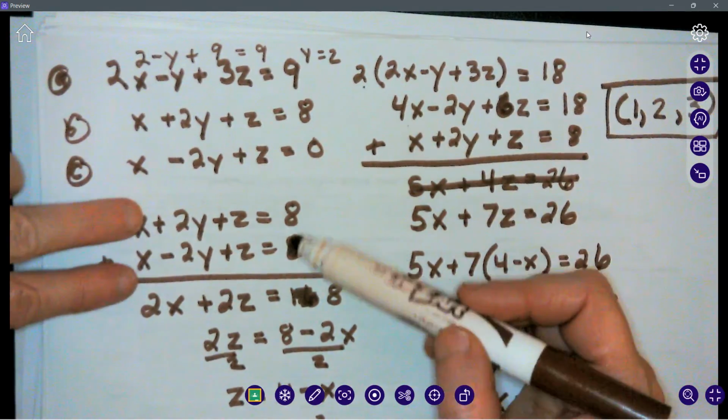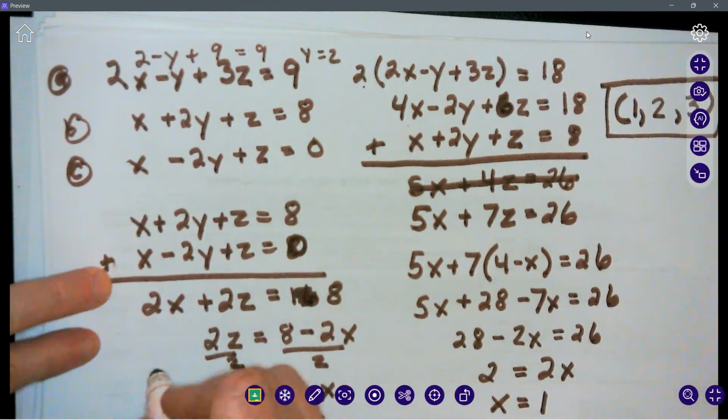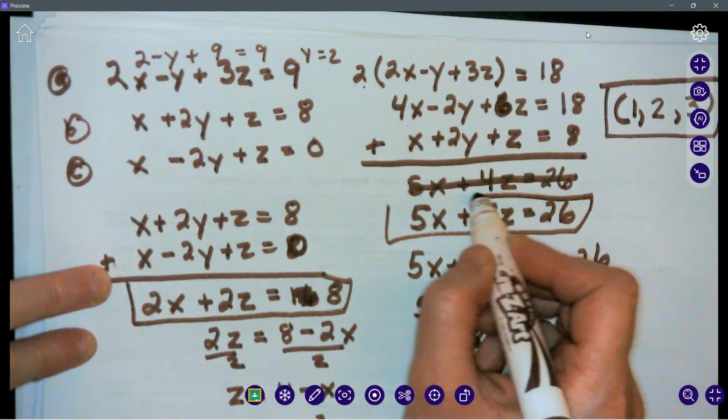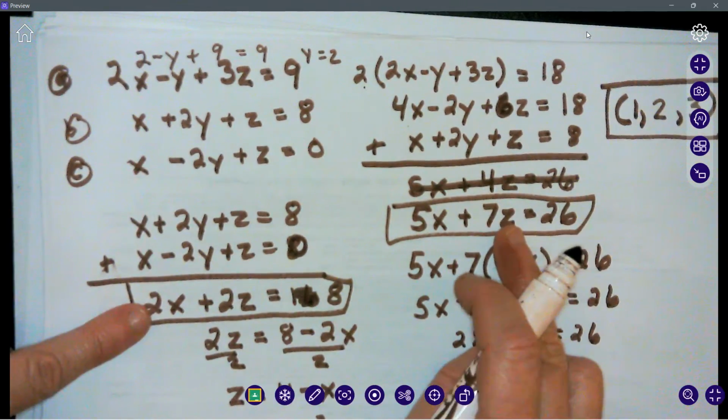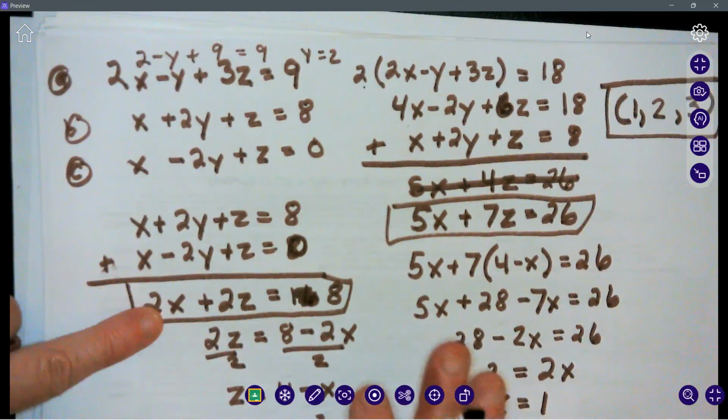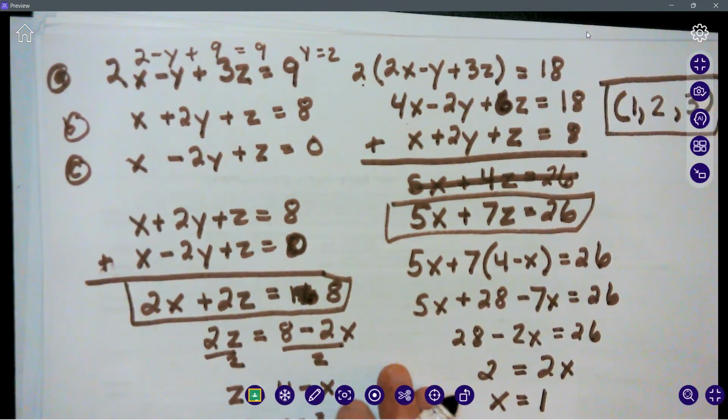When you add those 2 sets of equations, you end up with 2 equations that have only 2 variables. Here are the ones we ended up with. And then from there, you know how to solve that. You simply use substitution. So I think you guys are going to be just fine with lesson 90.